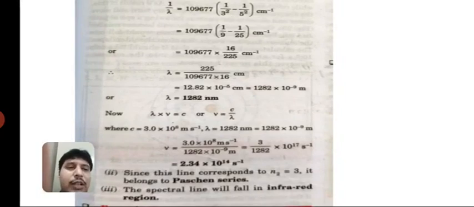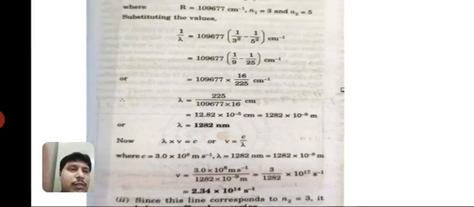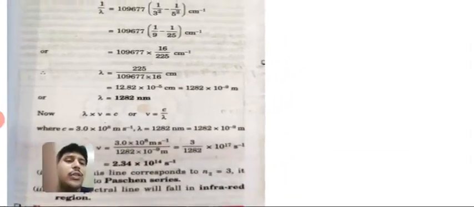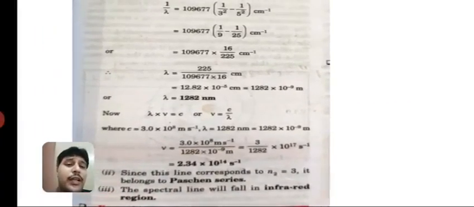a printing mistake. n1 is 3, you can see here n1 is 3, so it belongs to the Paschen series, right? And if it is the Paschen series, you know all these three series belong to the infrared region. So in this way we can solve our question. That kind of question is possible on the basis of the Rydberg equation. I hope the application of the Rydberg equation is clear to all of you, right?